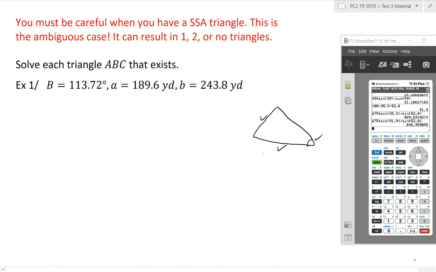You have a side, and an angle. When that happens, because of the way this leg can move, and we don't know what measurement this side is, you have the possibility of having one, two, or even no triangles. So let's get into those different cases here.